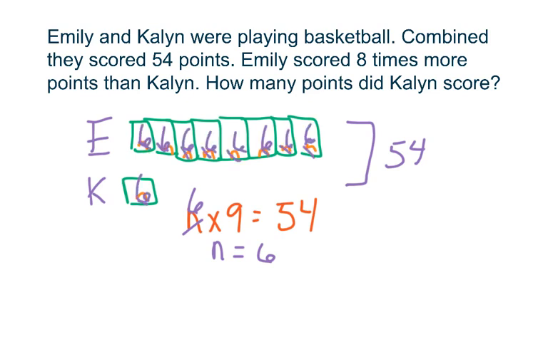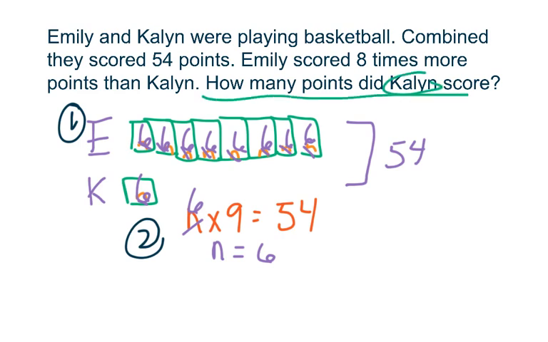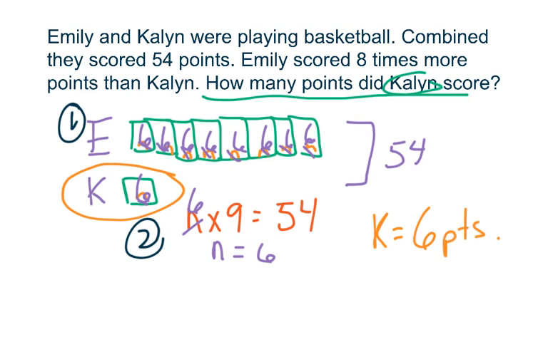And now I'm going to go back and reread my question. So this was step 1, draw my model. Step 2 was solve for n. Step 3 is to go back and reread my problem. It says how many points did Kaylin score? So I'm going to go into my model and I'm going to circle Kaylin. And Kaylin's score is pretty easy. Kaylin scored 6 points. I don't have to do any additional work. I just see that there's 1 6 there. So Kaylin scored 6 points.